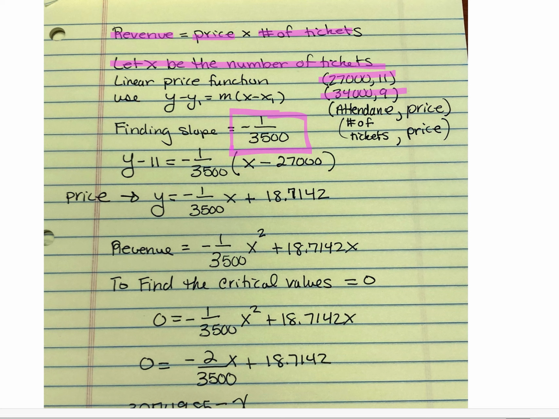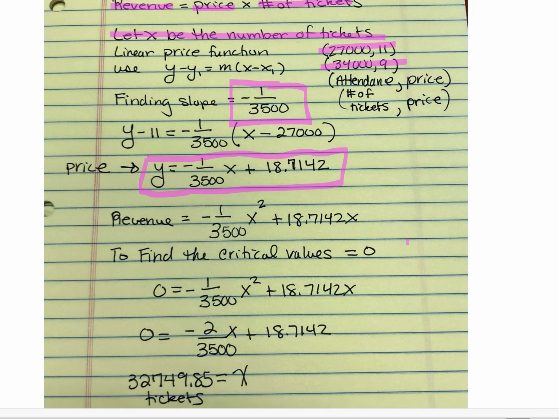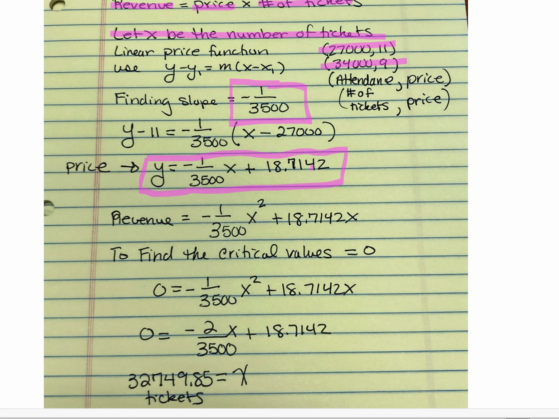Then I'm going to plug that into my point-slope form and plug in a point for my x1 and y1. I'm using the point (27,000, 11), but you can use either one. Once I do a little bit of rearranging, I can get it in slope-intercept form if you'd like. So this is our price function with respect to attendance. For this X, I plug in the number of tickets sold, or the number of people that attended, and that gives me the price of the ticket.